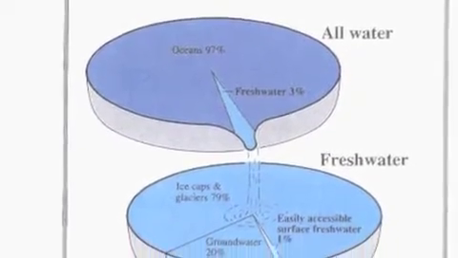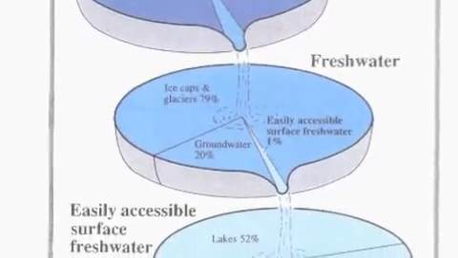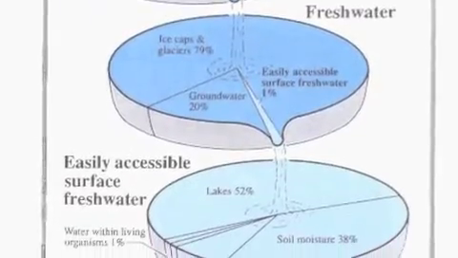This is a chart that shows the water distribution around the Earth. It shows just how important it is for us to conserve the fresh water that we have left today.